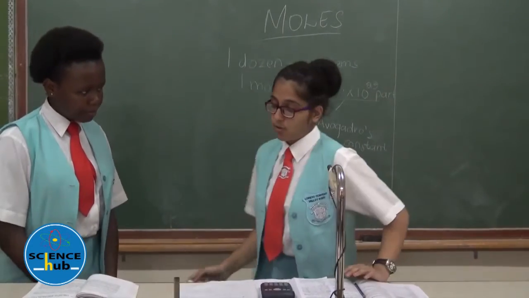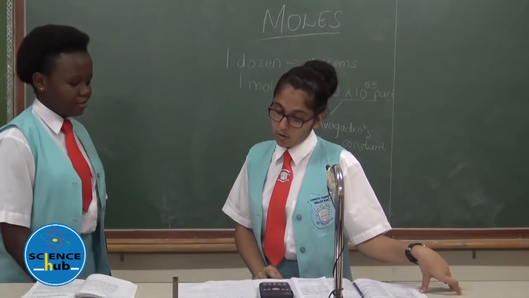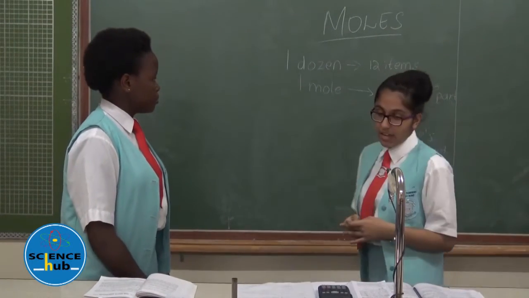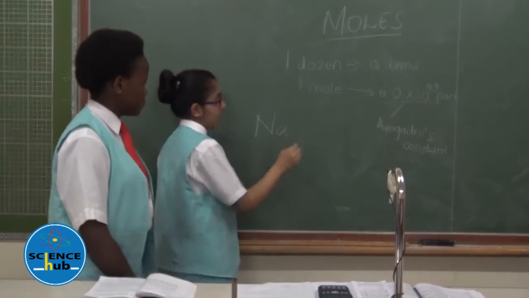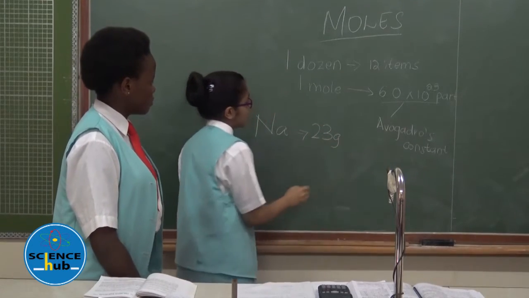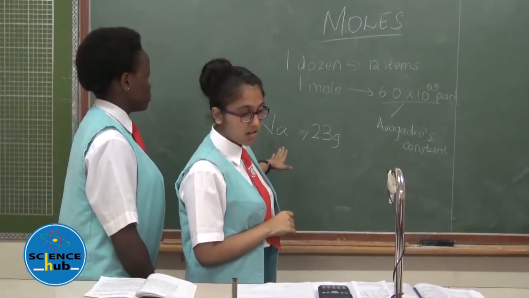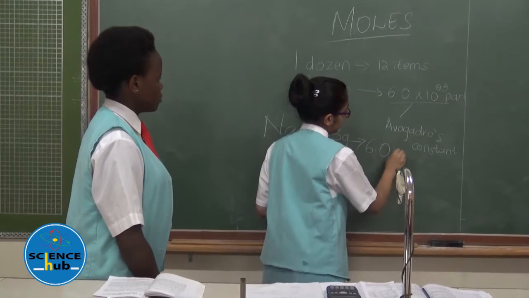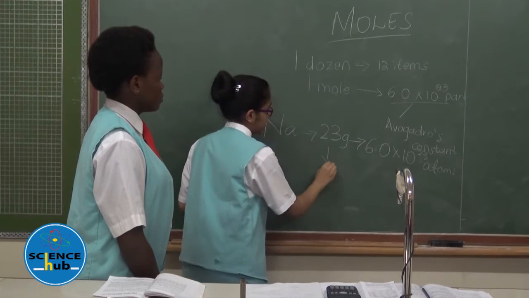So, Olivia has told you how to get the Avogadro's constant. From here, I'm going to show you how to get the mass of elements in relation to the Avogadro's constant. So, for example, let's take an element like sodium. Sodium has an RAM, that is relative atomic mass, of 23 grams. So, in any element, it contains 6.0 times 10 to the power 23 atoms. And this is referred to as 1 mole.